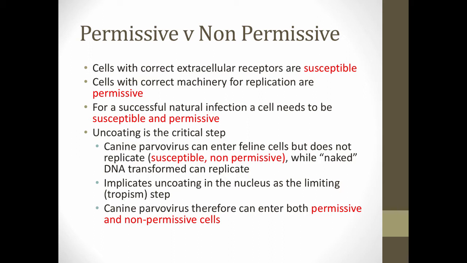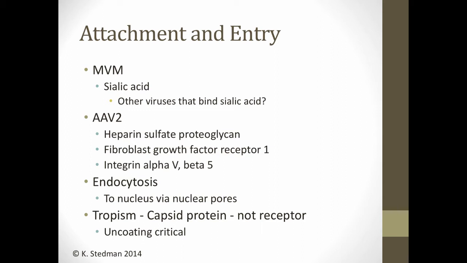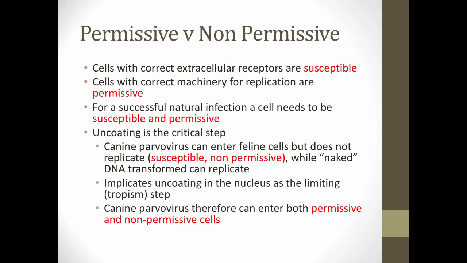That brings us to permissive versus non-permissive cells. Cells that contain the correct extracellular receptors that allow a virus to bind and enter, we refer to as susceptible. For minute virus of mice, the correct extracellular receptor is sialic acid. So a cell that has sialic acid on its surface could in theory allow MVM inside, and we would say that cell is susceptible to MVM. Cells that have the correct machinery for replication are called permissive. For a successful natural infection, the cell needs to be both susceptible and permissive.